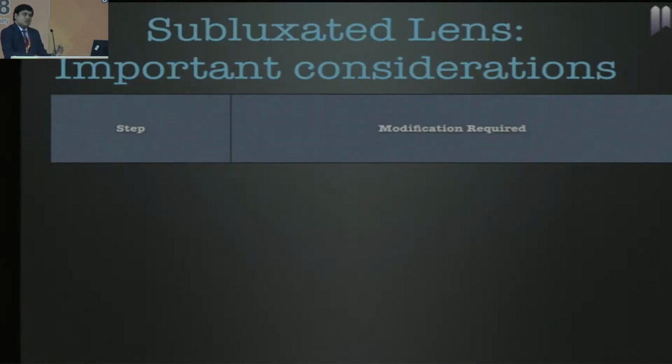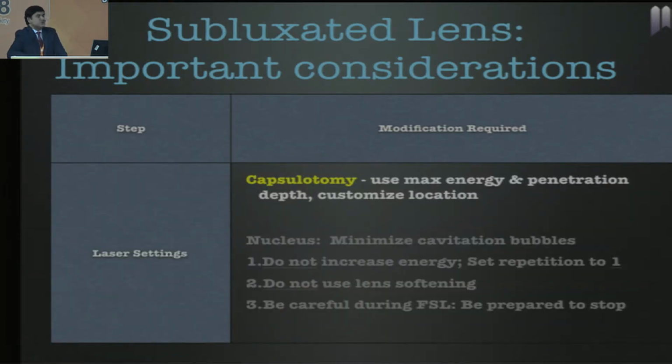What are the things to keep in mind in such cases? Well, there are really a few nuances that are very, very critical for a successful outcome in such cases. The most important consideration relates to settings of the laser, and in such cases you want to make sure that you're using maximum energy so that the penetration of the laser is complete. There is some tilt to the lens, and if you have the usual settings, you sometimes will not get a complete capsulotomy.